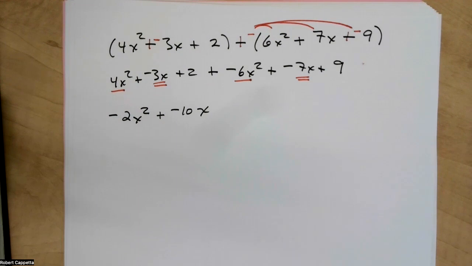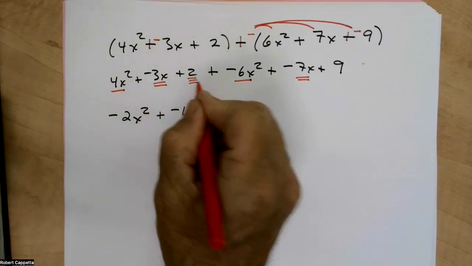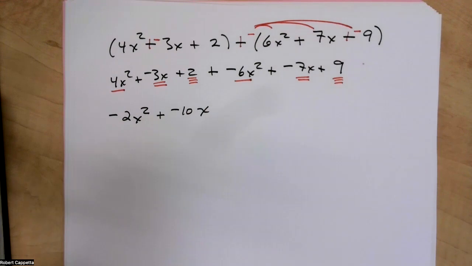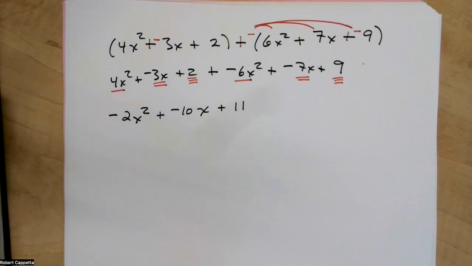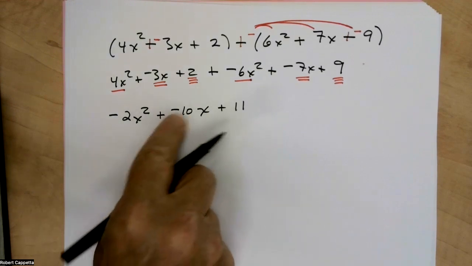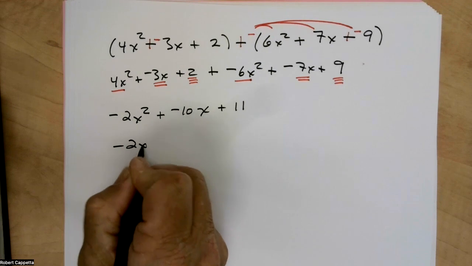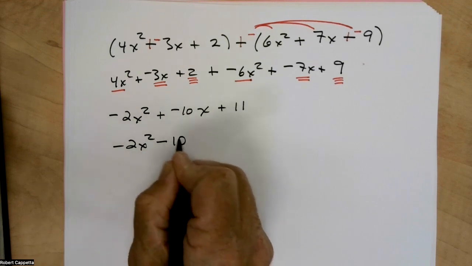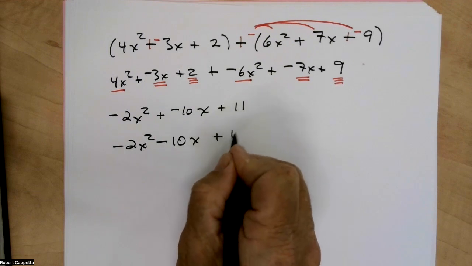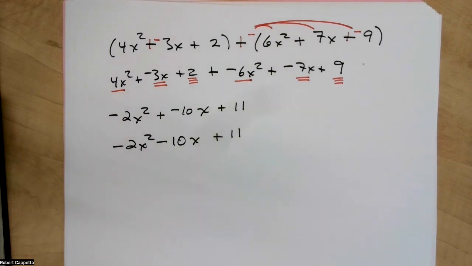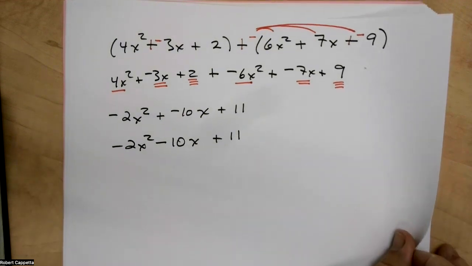And then finally, we're going to look at 2 plus 9, our numbers. 2 plus 9, and it'll become plus 11. Again, you see my scheme for underlining. And then just change the plus and negative back to minus to make the computer-graded systems happy. Negative 2x squared minus 10x plus 11. Now, it is possible to do a little bit of addition and subtraction for these polynomials. So let's take a look at that kind of a situation.